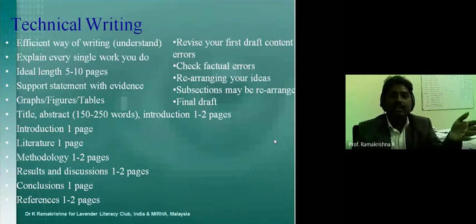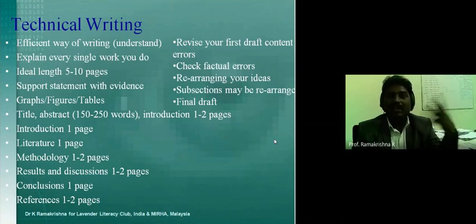See, if it is less than 5, it becomes a poster paper. Okay. And then we call them regular papers and short papers. Short papers are usually 4 pages, and 5 and above is always a regular paper, right? And the papers about the posters are always short papers, right? Support statements with evidence; graphs, figures and tables should be properly presented.